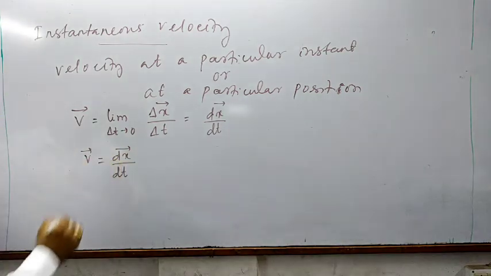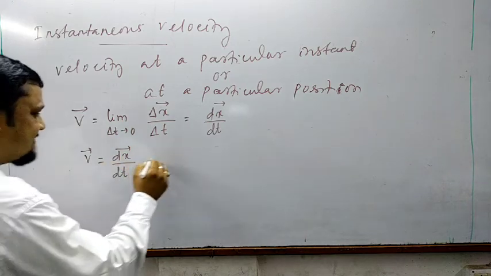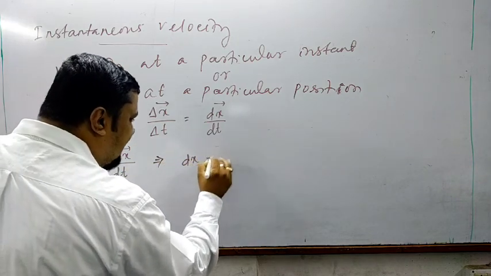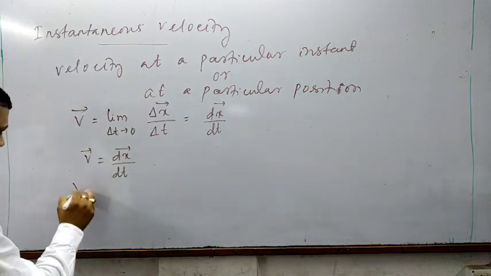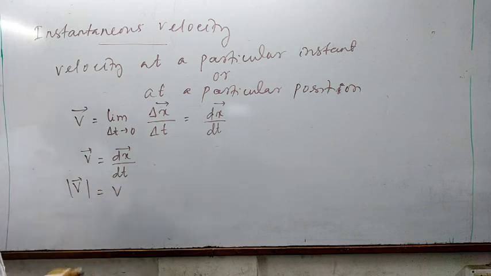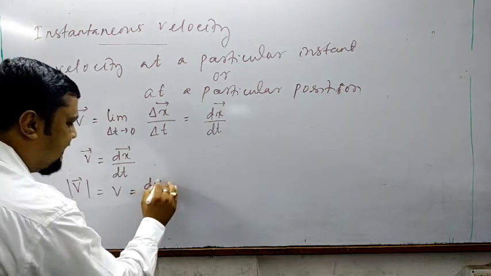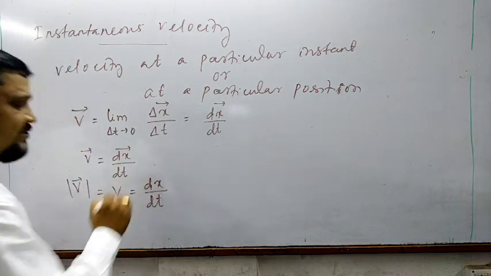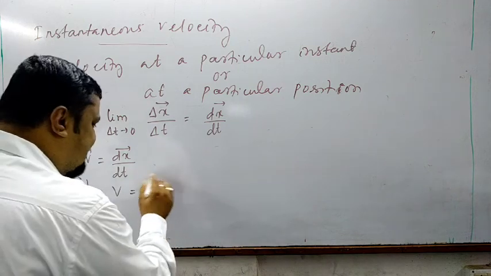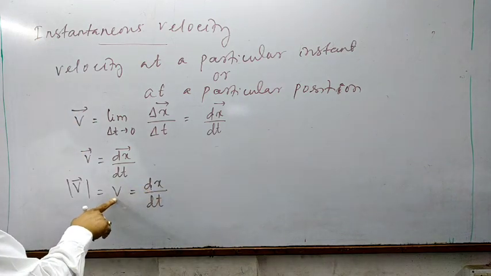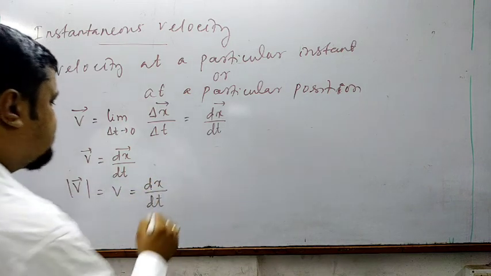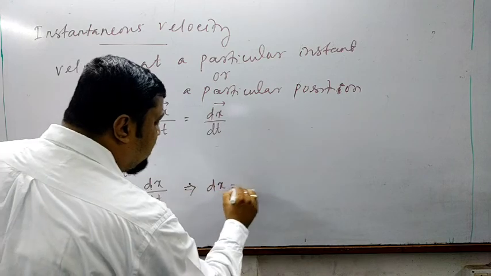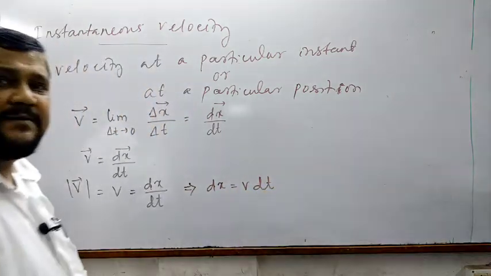So from here you can know another thing. Suppose you take the magnitude of this. Magnitude of this instantaneous velocity is the instantaneous speed. You are considering the magnitude, so this is equal to dx by dt. So from here you can also find the displacement or distance, because when you take the magnitude it becomes a distance. We will not say that it is a displacement. So this implies dx is equal to v dt.